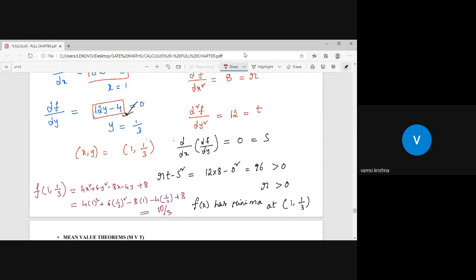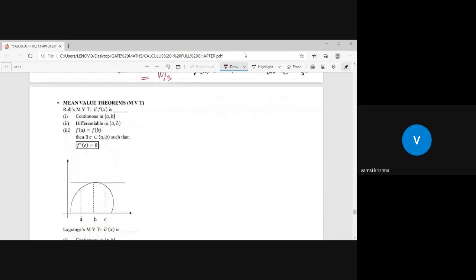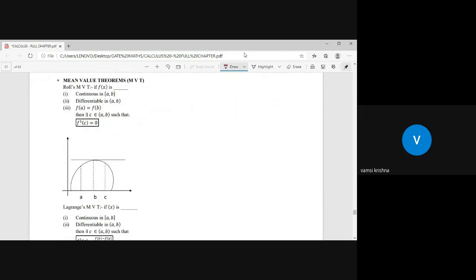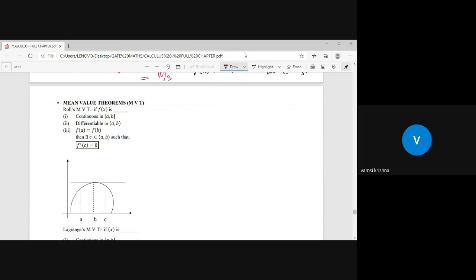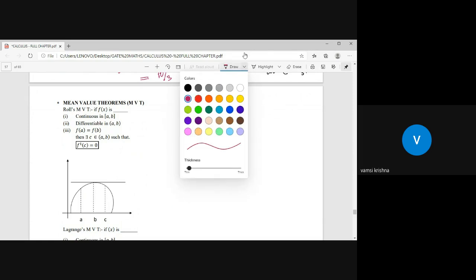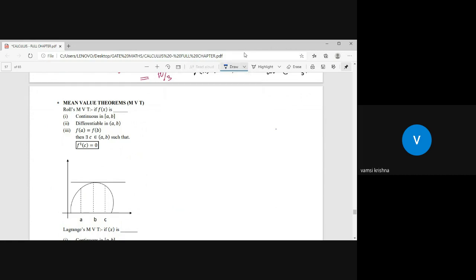Okay, students, that's about our concept of maxima, minima for one variable functions and two variable functions. Next, we are going to enter a very important concept, that is mean value theorems. Take these mean value theorems. Yes, Rolle's mean value theorem, Lagrange's mean value theorem, and Cauchy's mean value theorem. These are the different mean value theorems we have.